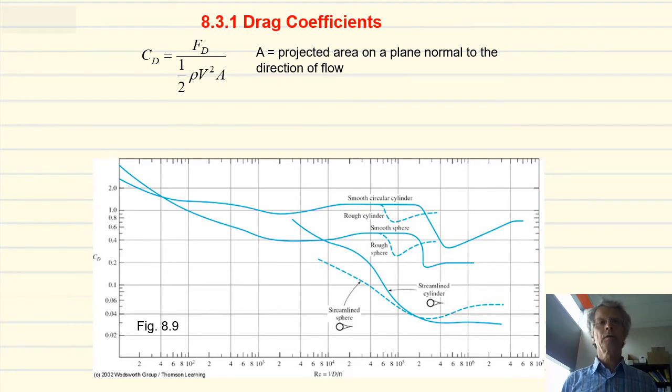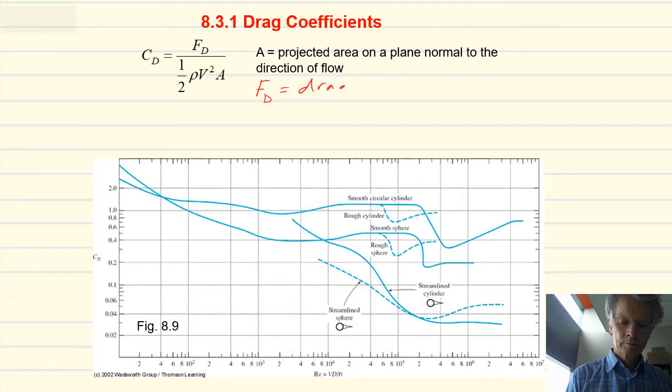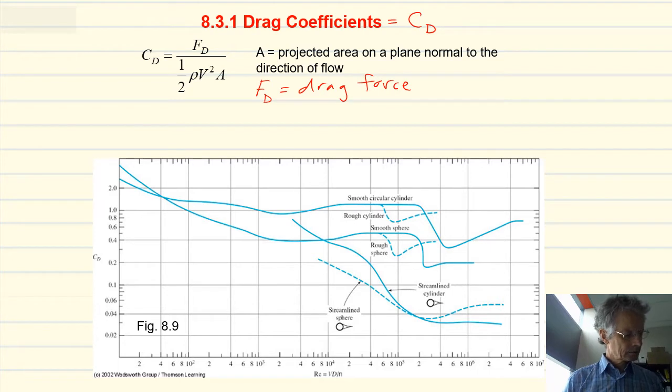I think I mentioned this briefly before in Chapter 6. The drag coefficient is defined as, we could call it, a dimensionless drag force. So it's the drag force, F_D, divided by 1/2 rho V squared A. So F_D is the drag force, C_D is the drag coefficient, and A is the projected area on a plane normal to the direction of flow. V, of course, is the fluid velocity.